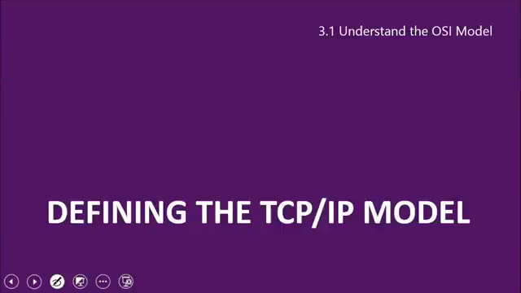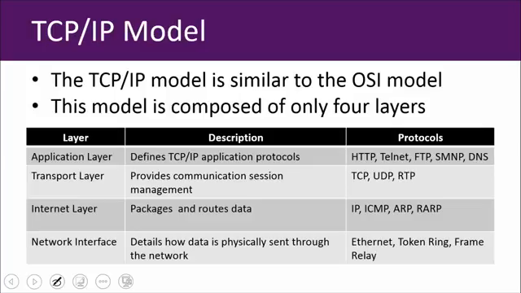All right, so there's another reference model that we use. It's called the TCP/IP model. It's very similar to the OSI model, but it's composed of only 4 layers. So you've got the application layer, the transport layer, the internet layer, and also the network interface layer.